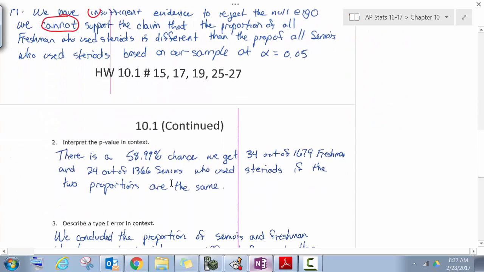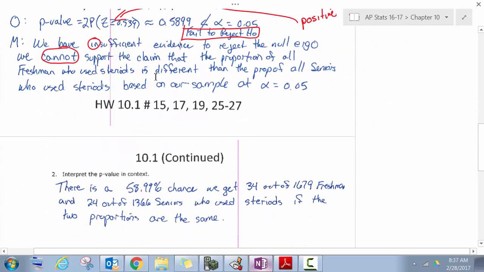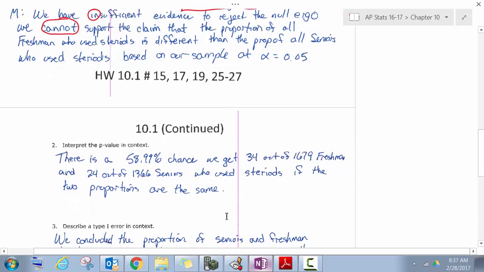Now we continue to the back, interpret the p-value. The p-value is 58.99%, so there's a 58.99% chance we get 34 out of 1679 freshmen and 24 out of 1366 seniors, so our samples, who use steroids if the two proportions are the same. So if the null is true. So it has to be in context.